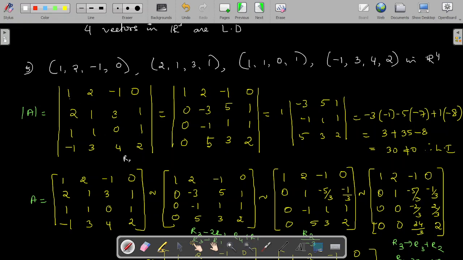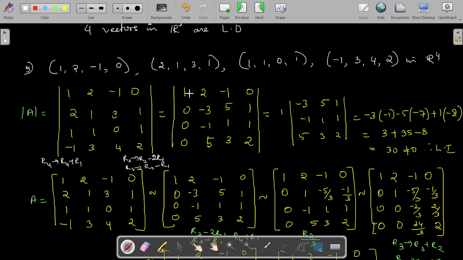So I will apply R2 changes to R2 minus 2 into R1, R3 changes to R3 minus R1, and R4 changes to R4 plus R1. That is because this is the first non-zero entry of the first row. Elements below the first non-zero entry should be made 0. That is made 0 by applying these elementary operations. 2 minus 2 becomes 0, 1 minus 1 becomes 0, and minus 1 plus 1, R4 changes to R4 plus R1, then it becomes 0.